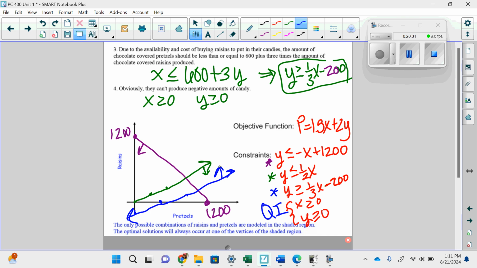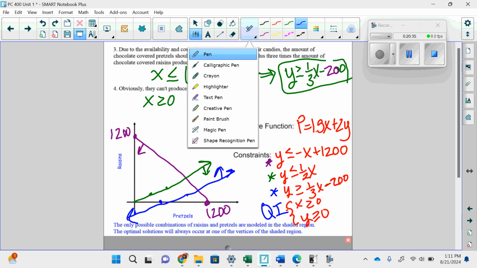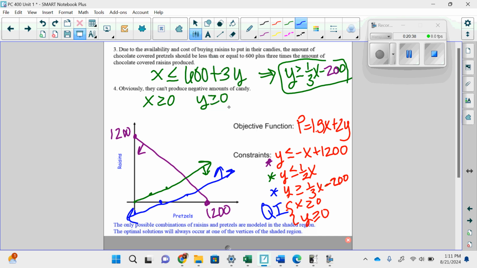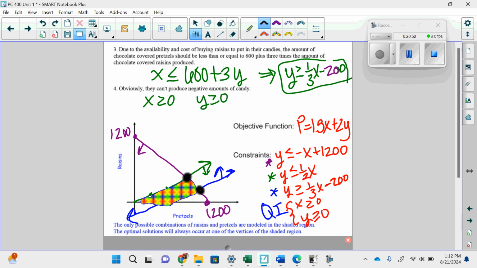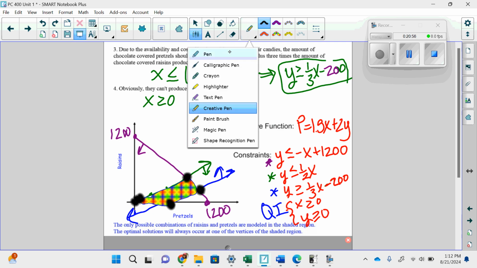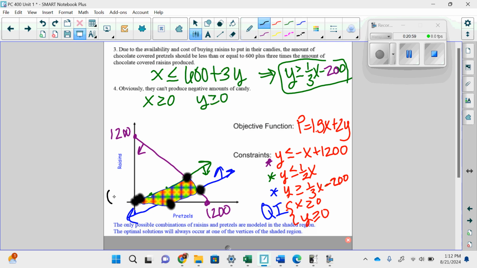And then we have the constraints of x is greater than or equal to 0. So our shaded region is going to be the part that is below the purple, above the blue, below the green, but also remains in quadrant 1. So we have this region here. So now we need to find the intersections, 1, 2, 3, 4. So we already know this one here is 0, 0. So that's nice. Now we just got to find the other ones.